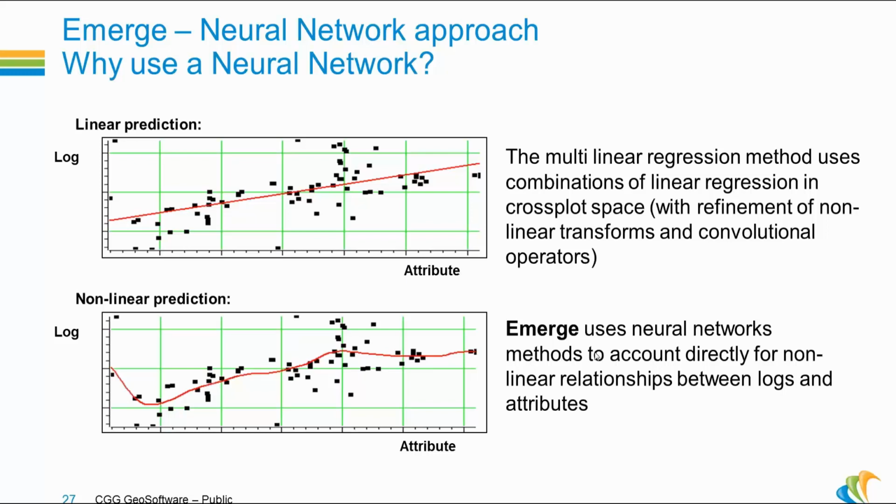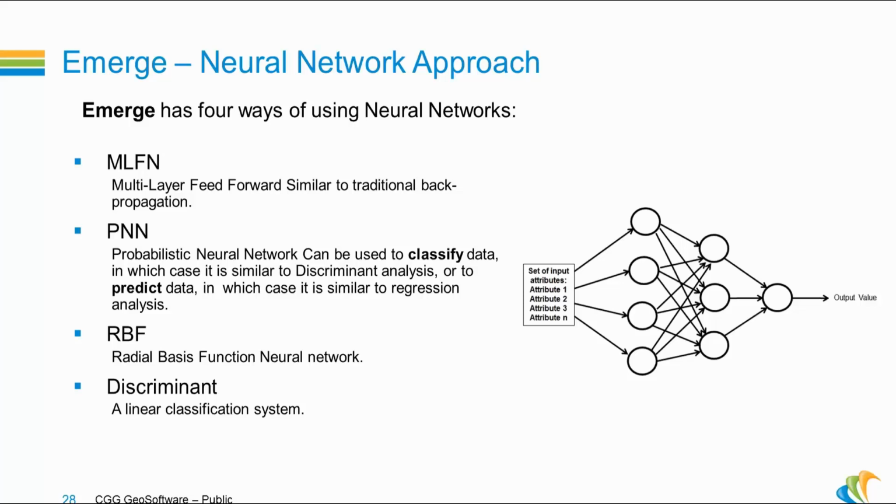Emerge uses neural network methods to account directly for non-linear relationships between logs and attributes. Within Emerge, we have 4 ways of using neural networks. One is a multilinear feed-forward network. The other one is the probabilistic neural network, which can be used for classification of the data or doing predictions of the properties. Radial basis function neural networks and the discriminant analysis neural networks are the 2 other ways that neural networks are used in Emerge.